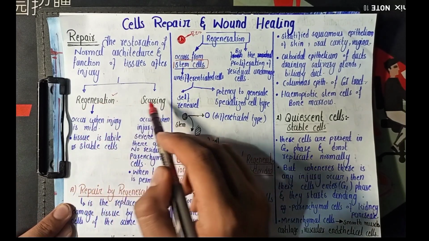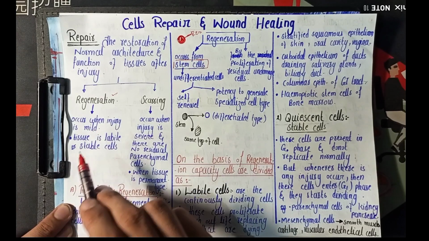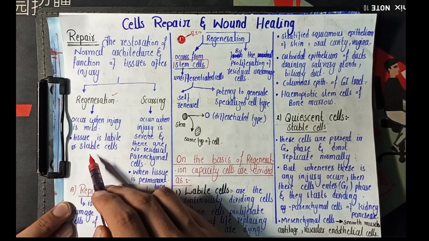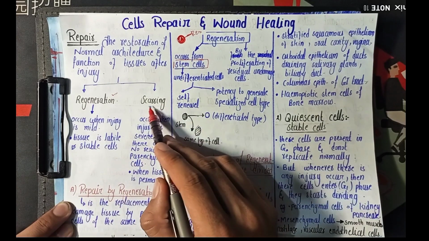और रिपेयर हमारे साथ दो तरीकों से होता है। सबसे पहले रीजेनरेशन, दूसरा हमारे साथ है स्कारिंग। Regeneration occurs when the injury is mild in nature or the tissue injured is labile or stable cells that have the ability to divide continuously and reconstruct the injured area. दूसरा हमारे साथ है scarring.